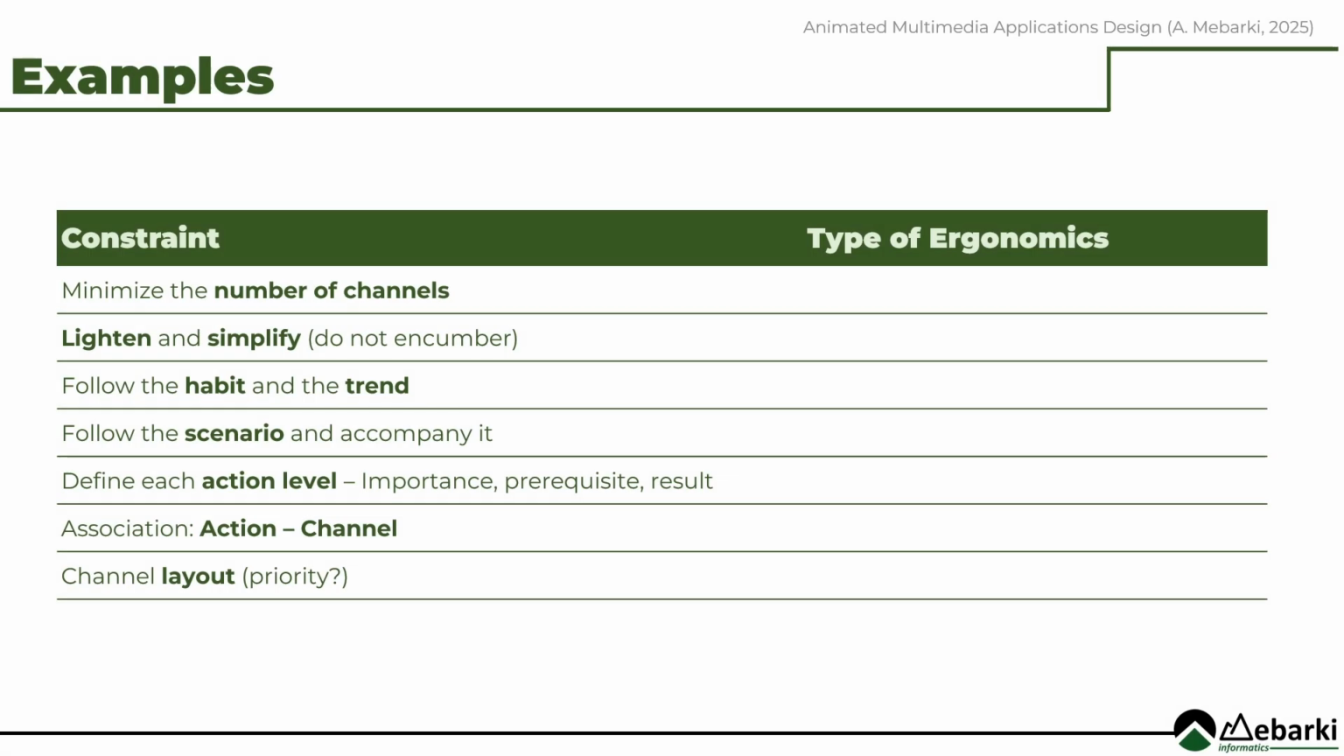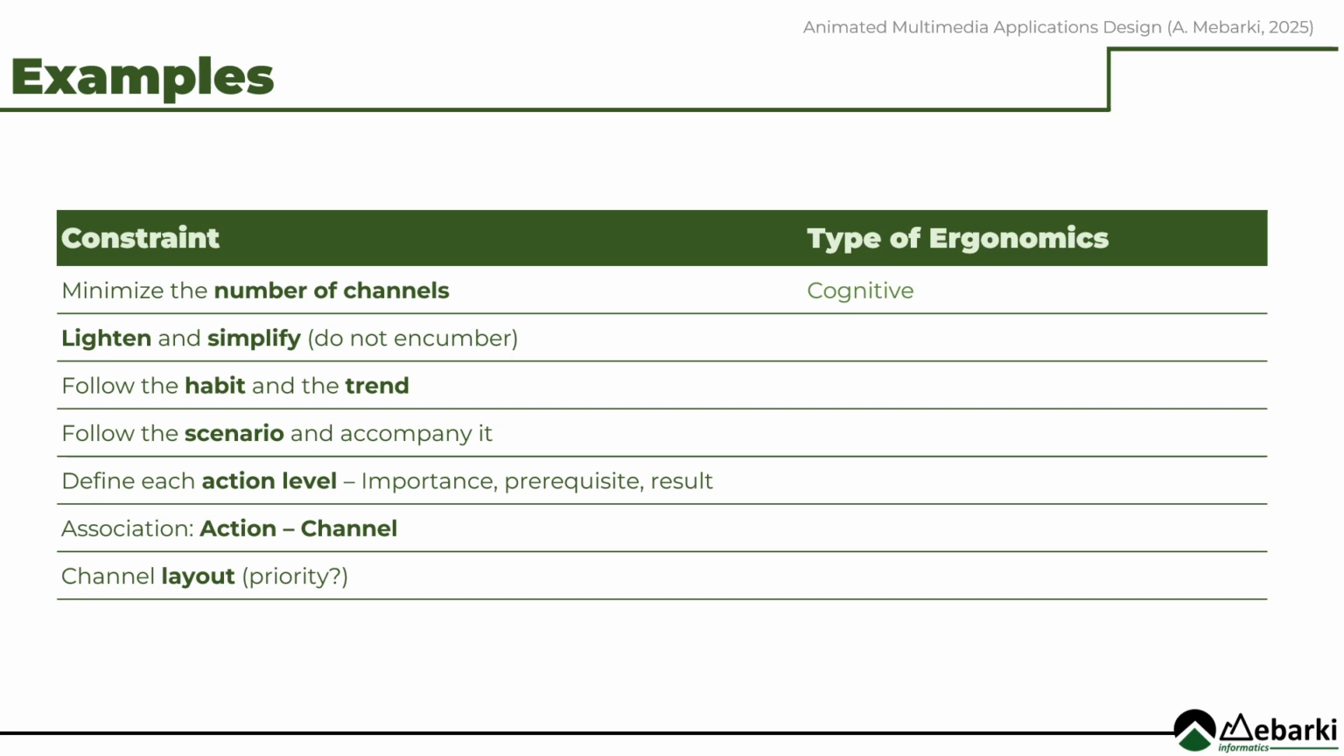Here are some constraints along with their corresponding ergonomic explanations. First, minimize the number of channels. Cognitive ergonomics. This principle reduces mental load by limiting the number of simultaneous sensory or informational channels, visual, auditory, or haptic. It ensures that the user's attention is not divided among too many stimuli, improving comprehension and reaction time.